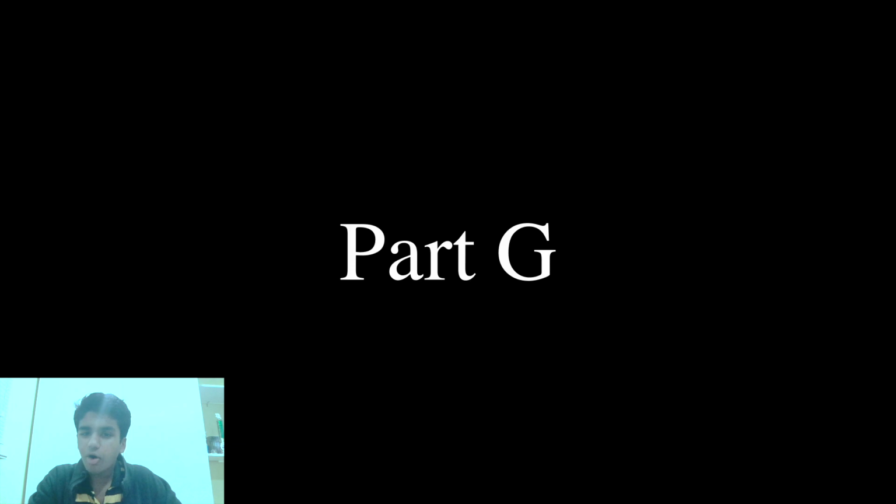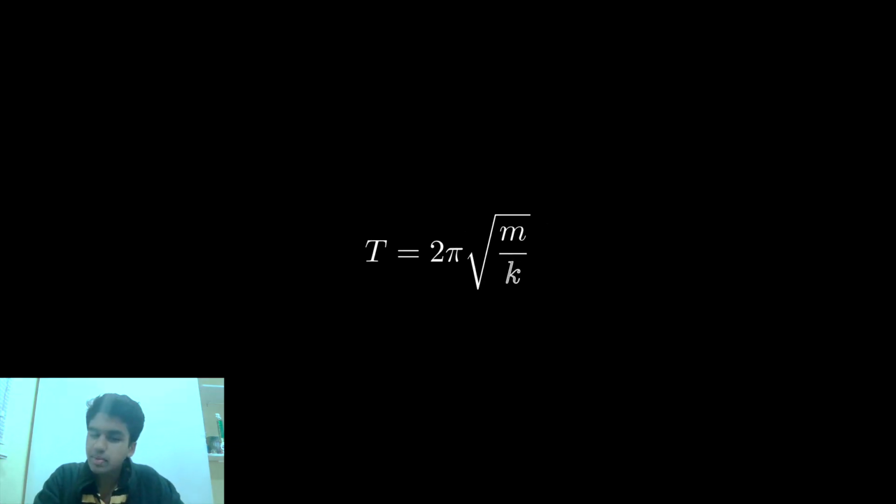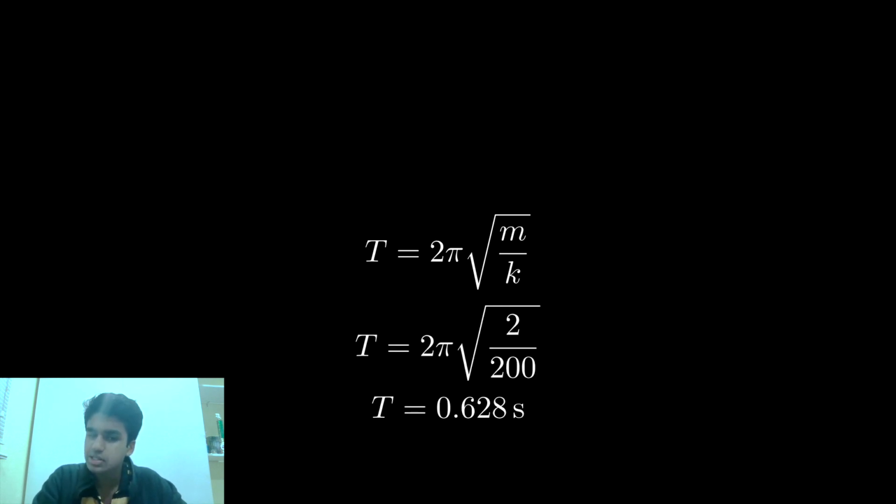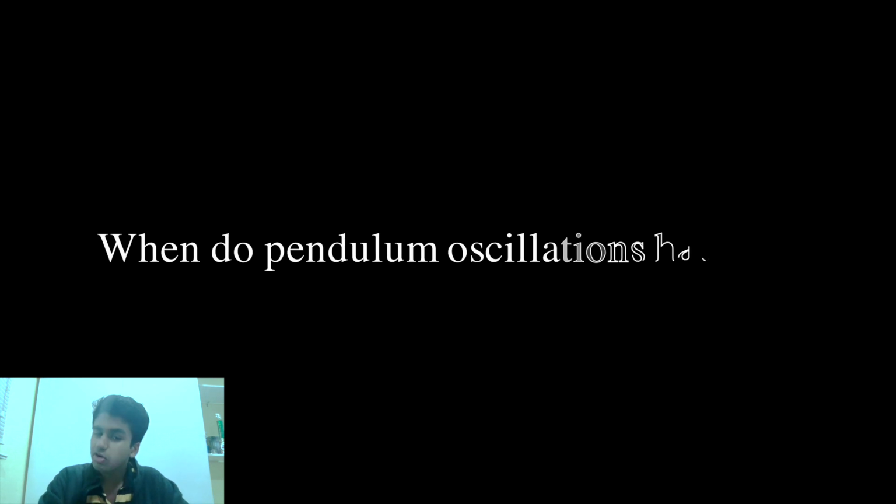Now, part G just wants us to determine the period of simple harmonic motion, and that's simple. We simply use the formula 2 pi times the square root of m over k, and we plug in our known values. So the mass is 2, spring constant 200, and we can simplify to find that the period is 0.628 seconds. So again, I'm going to remind you of one thing.